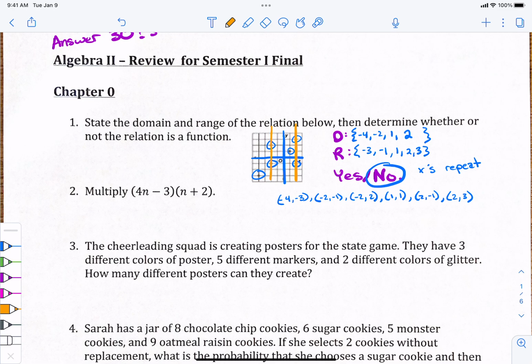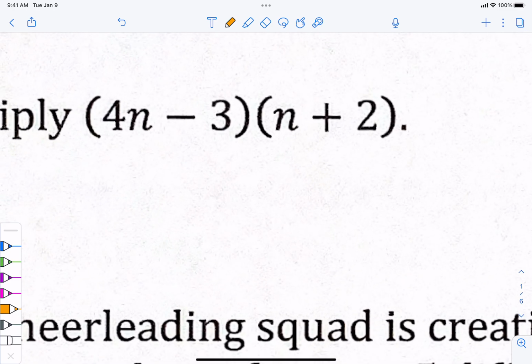Number 2. We've been doing this all along. How do you do that? FOIL, right? All right, FOIL. First piece is 4n times n, which is 4n squared.